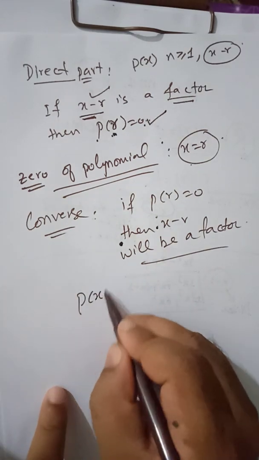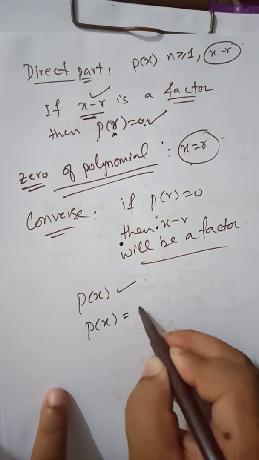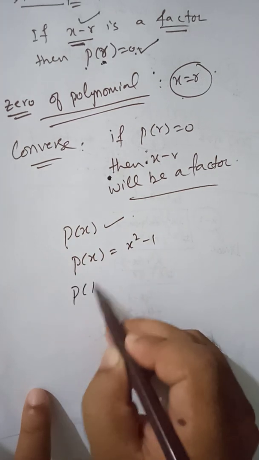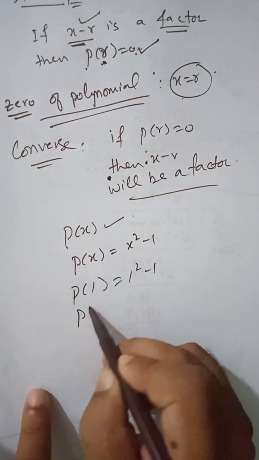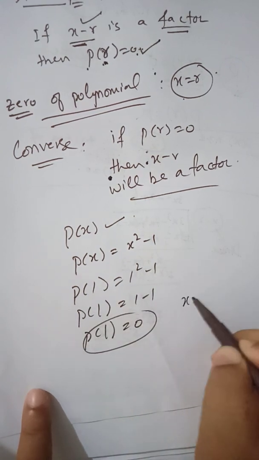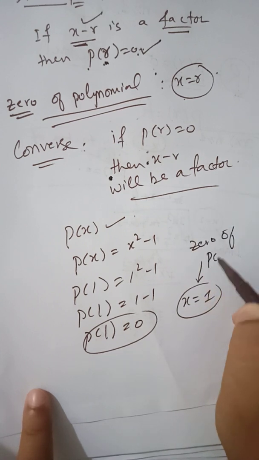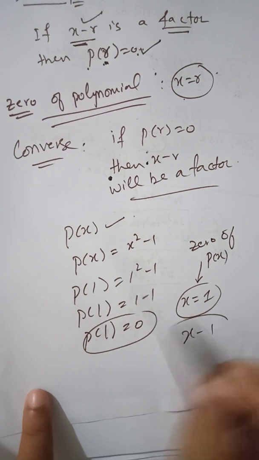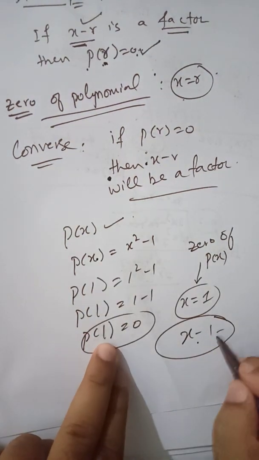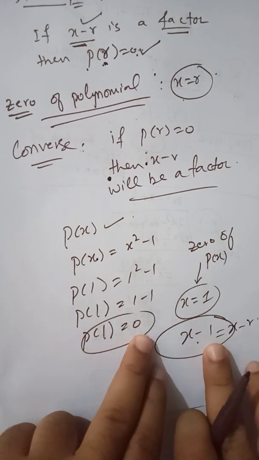Let's say p of x is a polynomial, let's say p of x is equal to x square minus 1. If I plug in 1, I get 1 square minus 1, so p of 1 is 1 minus 1, p of 1 equal to 0. So x equal to 1 is called a zero of the polynomial p of x, and x minus 1 will be a factor of this polynomial, because when you compare this with x minus r, you get r equal to 1. That's why it is called a factor.